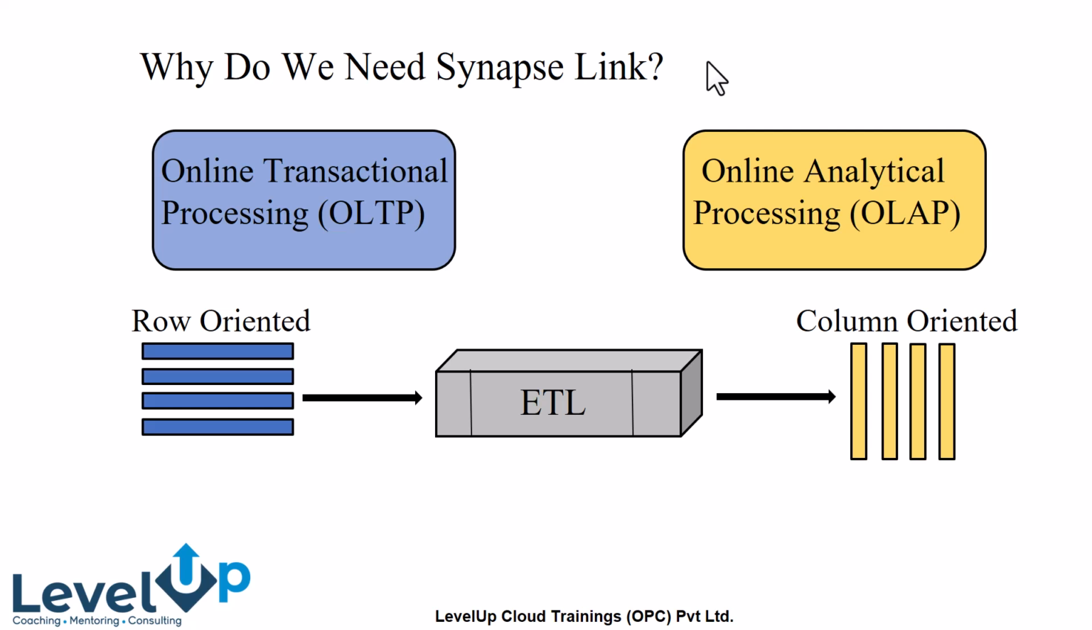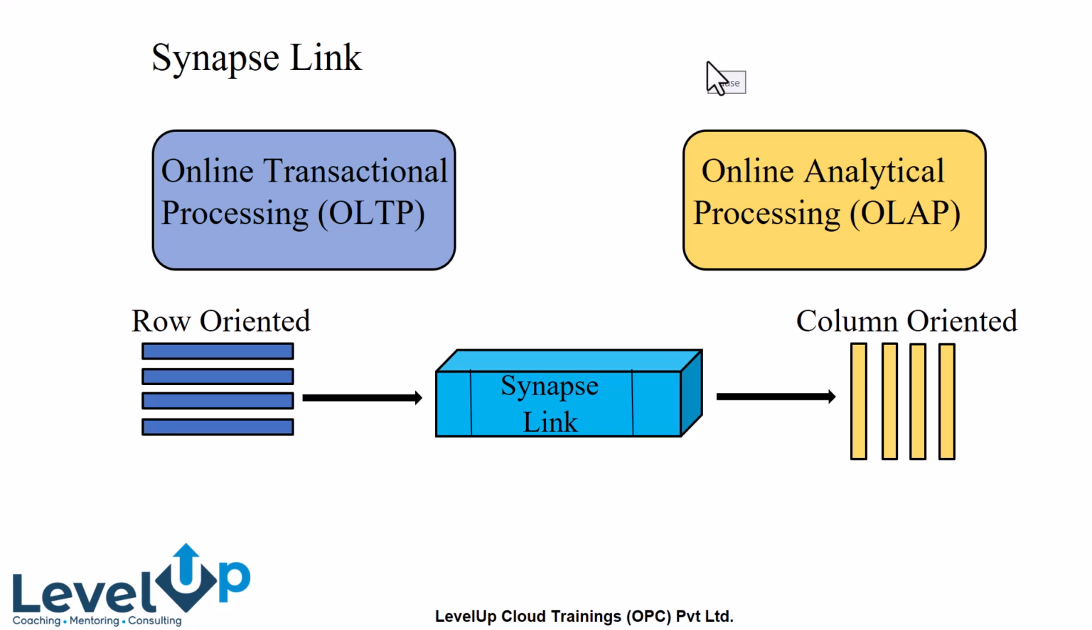Now, how do we solve this problem? Microsoft's answer to this problem is Synapse Link. What is a Synapse Link? Synapse Link is a cloud native hybrid transactional and analytical processing capability that will enable businesses to run near real time analytics over all their operational data without impacting the performance of the transactional system currently used by the applications. Synapse Link is available for the Azure Cosmos DB database and SQL Server 2022.